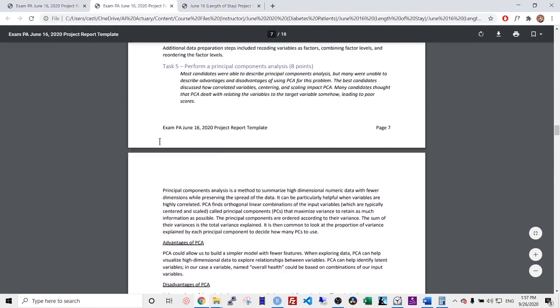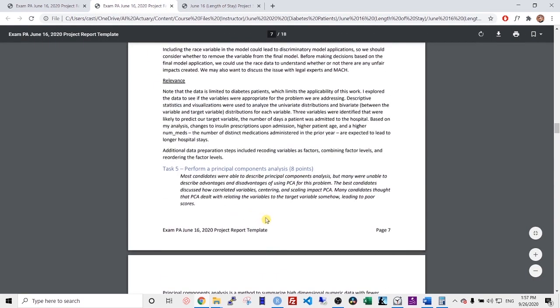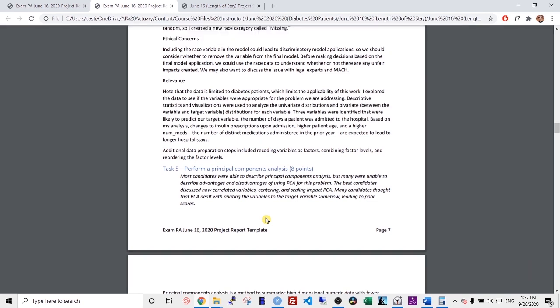The solution says that where most people failed was in confusing that PCA is an unsupervised learning method, and so it doesn't take into account the target variable at all. So recall that unsupervised learning is when there is no target variable. Supervised learning is when there is a target variable.